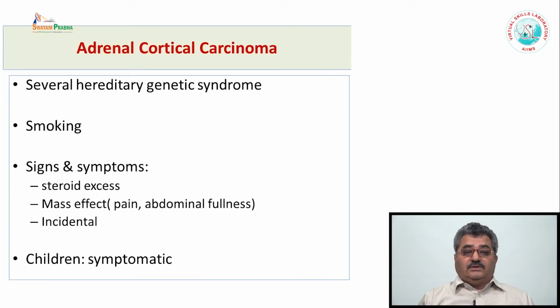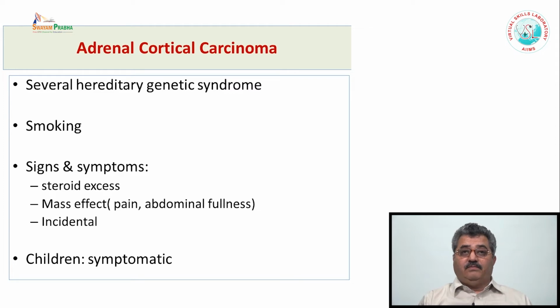Adrenal cortical carcinomas are rare as compared to adenomas. There are hereditary genetic syndromes where people are more prone to adrenal cortical carcinomas. Smoking is another factor which is implicated for adrenal cortical carcinoma. The most common signs and symptoms are because of the excess of steroid hormones, which causes Cushing syndrome. The other may be the mass effect.